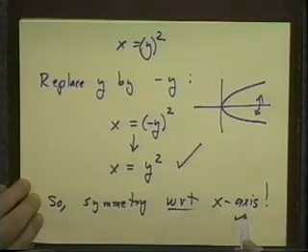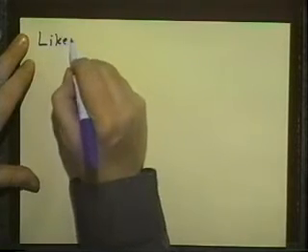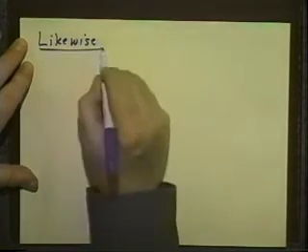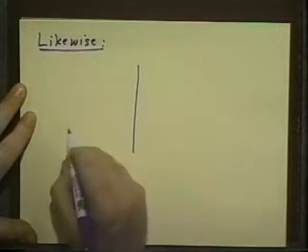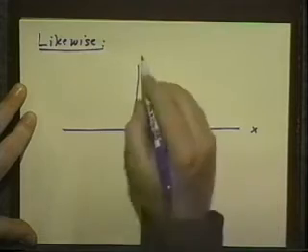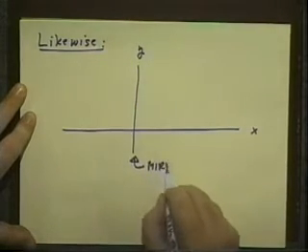Okay, good. That's symmetry with respect to the x-axis. Well, there's another axis, the y-axis. So let's likewise outline that procedure, perhaps a little more quickly. Suppose we have a curve. Here's the x-axis, here's the y-axis, and now the y-axis will be the mirror.